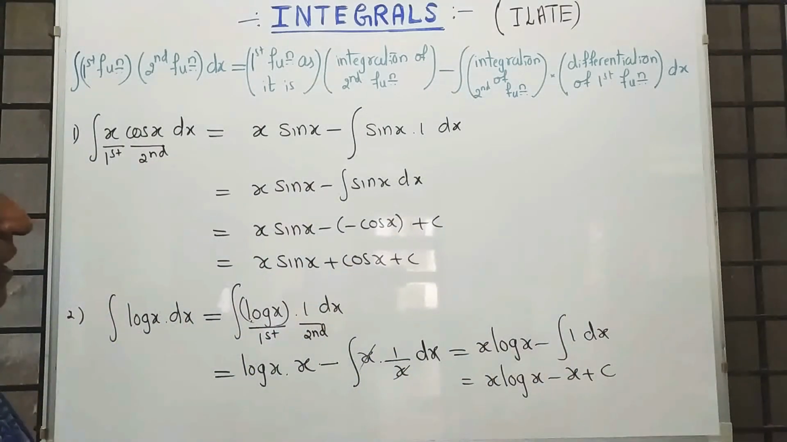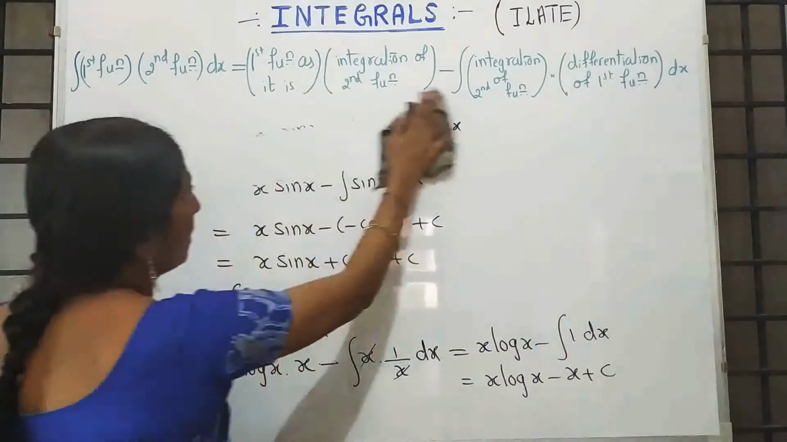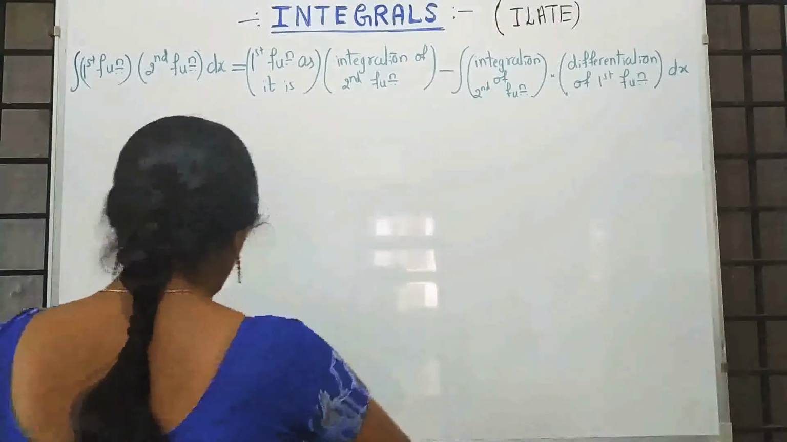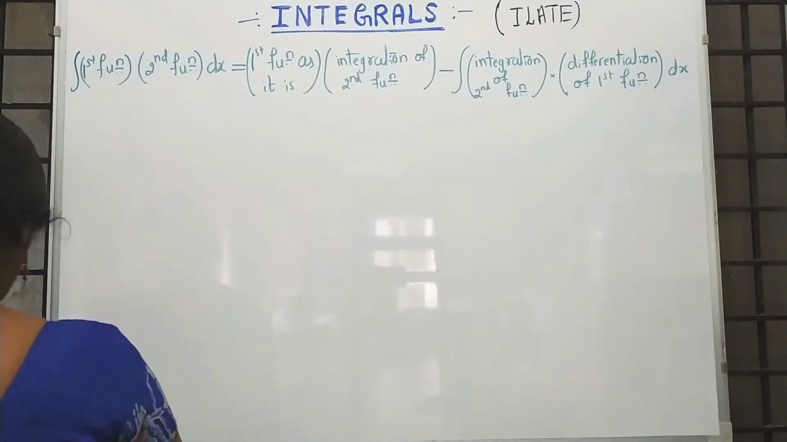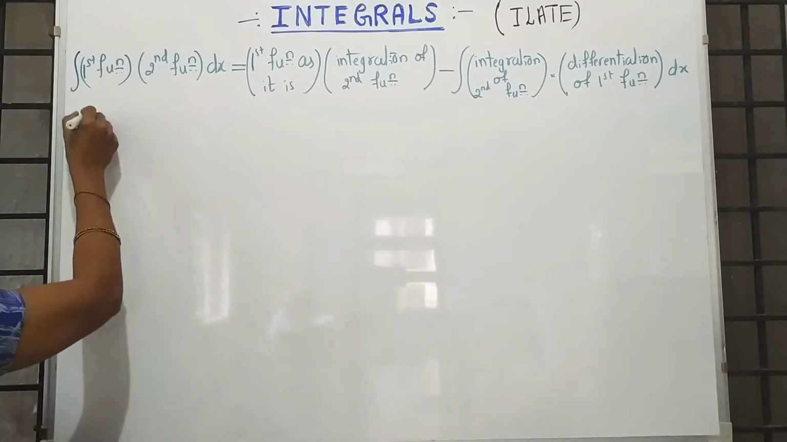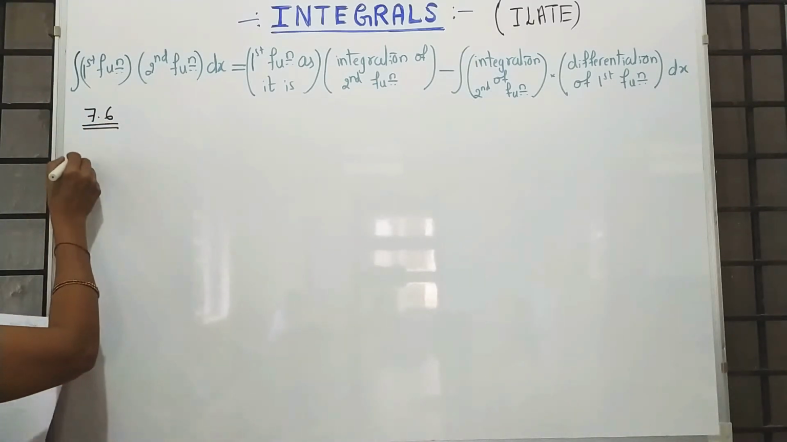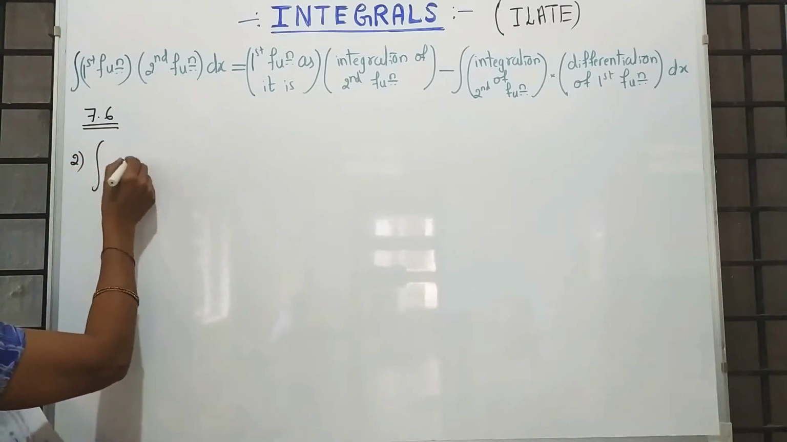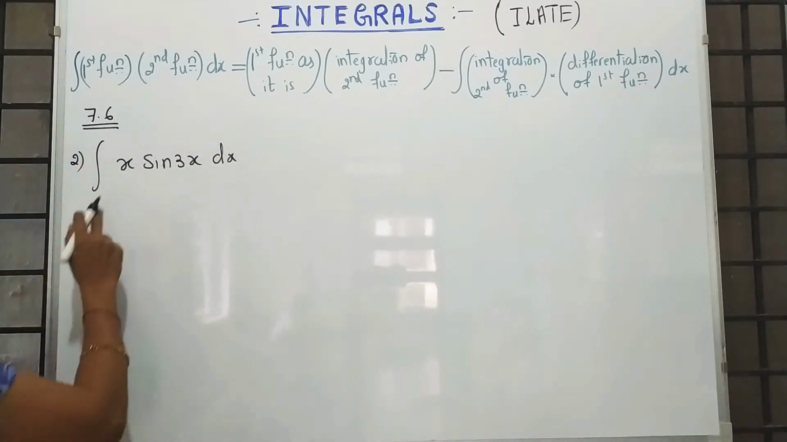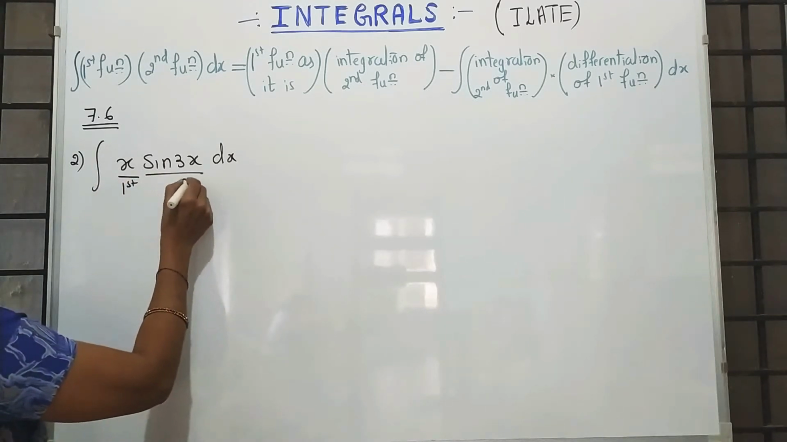Now I am moving to exercise 7.6. For your reference, I kept the formula on the top as it is. Exercise 7.6, questions: integrate the following with respect to x. The first one I already solved, that's why I am taking the second one: x into sin 3x. In the last class only I explained that. x into sin 3x. x is the algebraic first function, and sin 3x is trigonometric, so the second function.